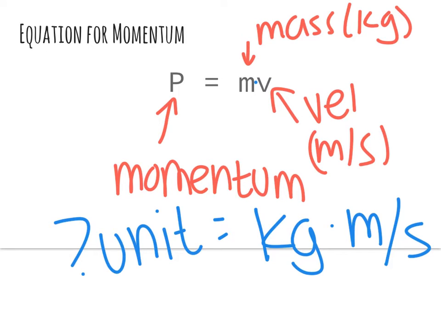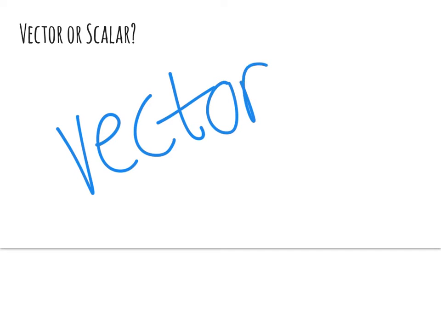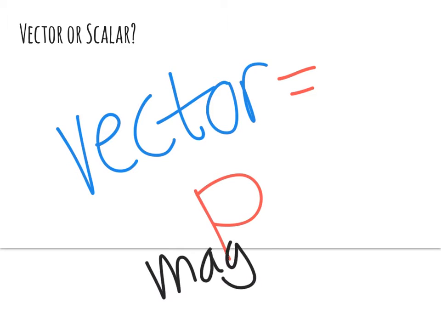As you can see, it looks kind of similar to F equals ma. They are both linear relationships, which you can tell because they are multiplied by each other. All right, so let's think, is this a vector or a scalar? Take a minute to pause the video and think about, is velocity a vector or a scalar? Well, if you said vector, you were correct. Momentum is a vector, all right? So it's always going to have a magnitude plus a direction.